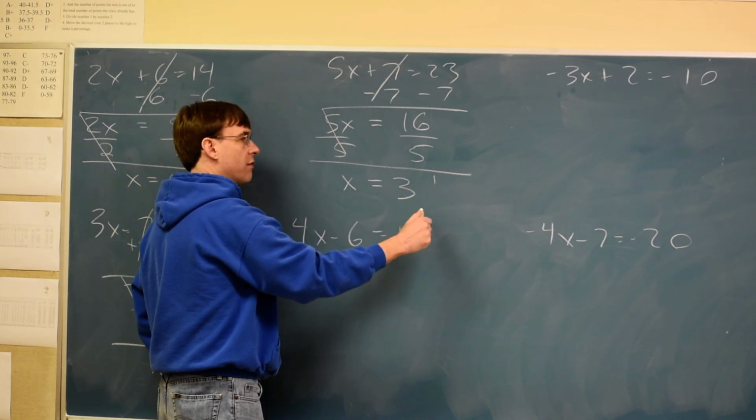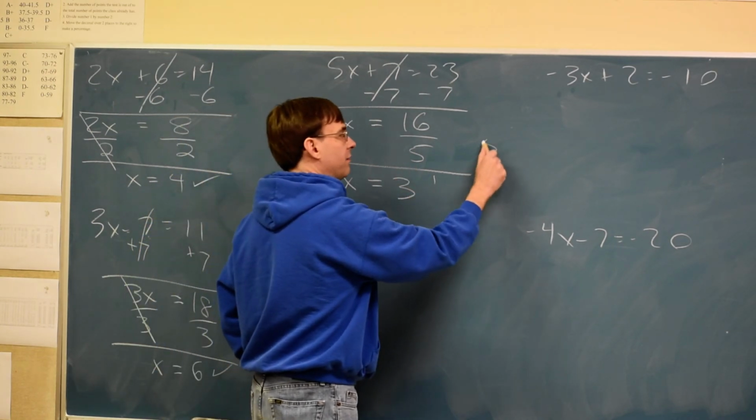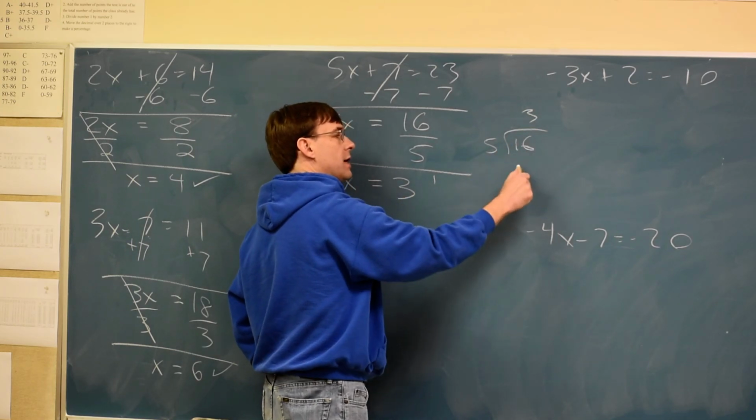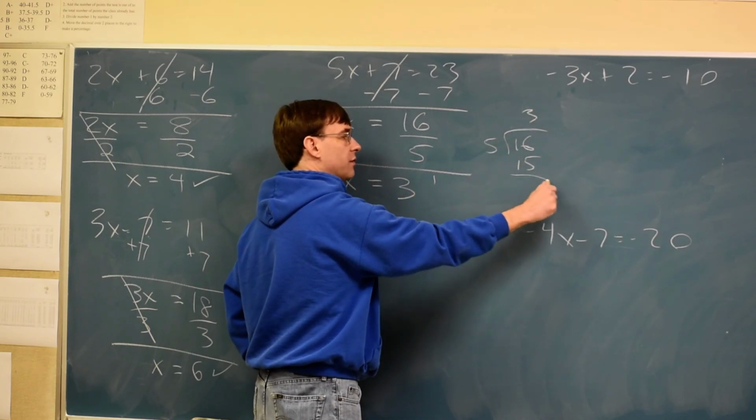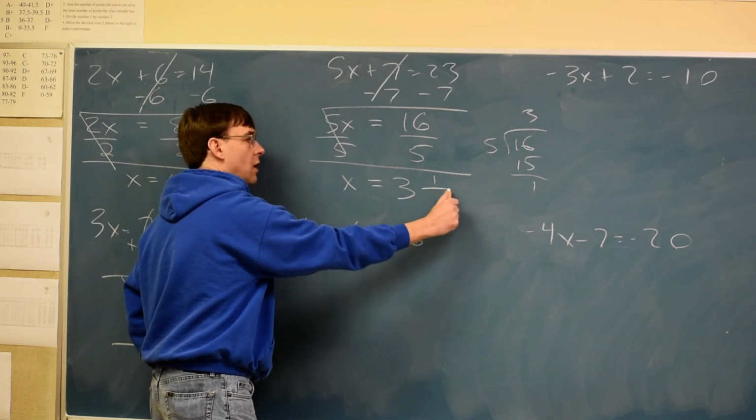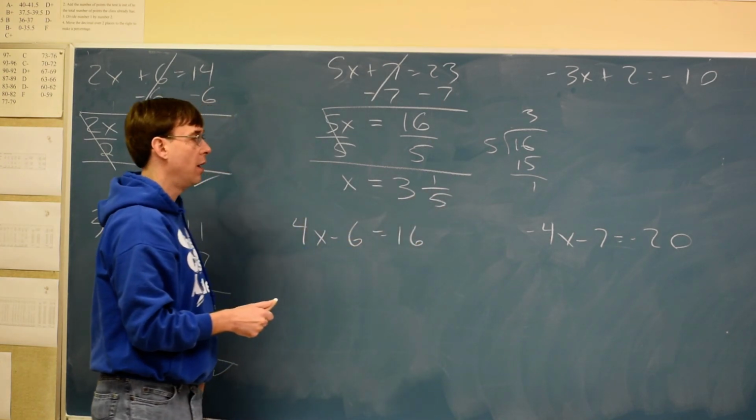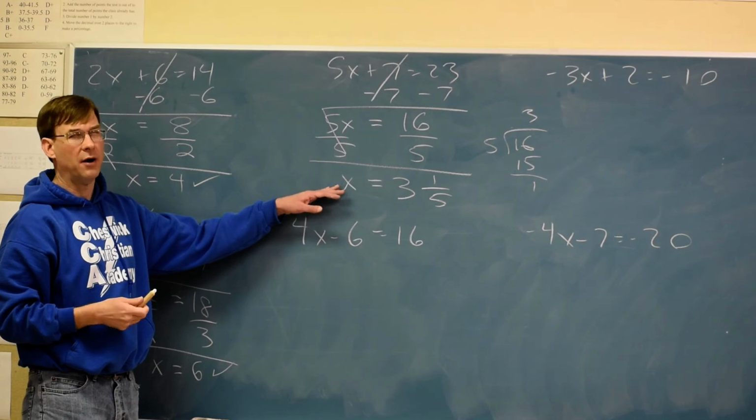There's 1 left over for a remainder when you do that. 5 into 16 being 3, 3 times 5 is 15, 1 left. Remainders on top, and just leave the 5 on the bottom. If it's not a whole number, I don't care if you check it.